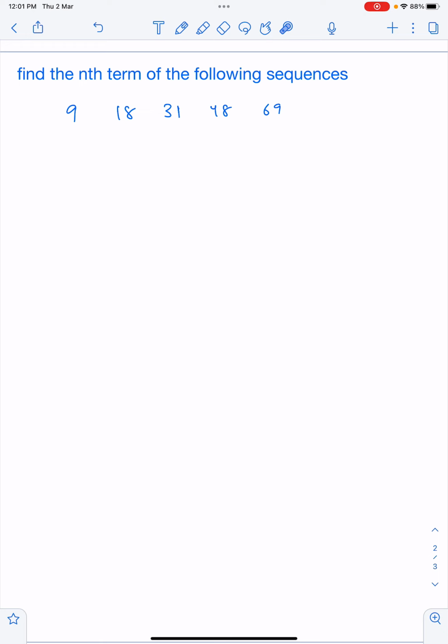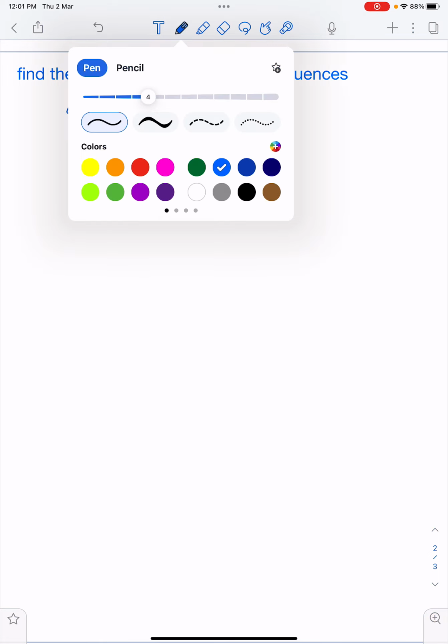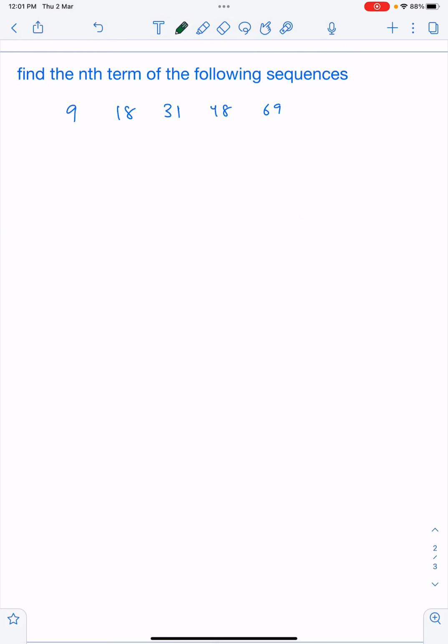The reason being, if you find out the difference between the two, okay, the difference between these two is 9. The difference between 18 and 31 is 13. The difference between 31 and 48 is 17. The difference between 69 and 48 is 21. Okay, if you look, these differences are not common.